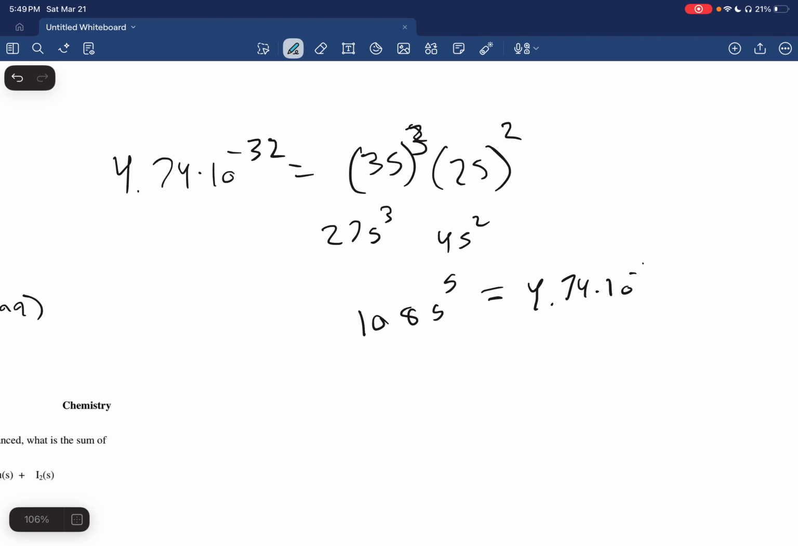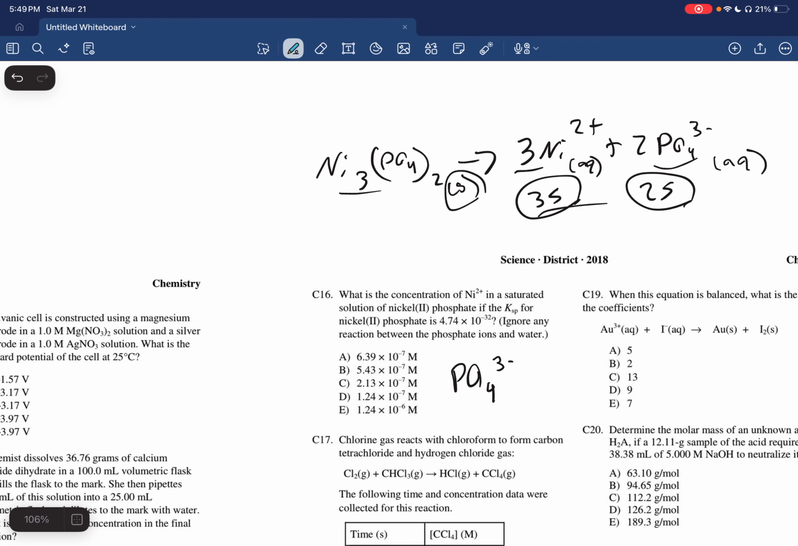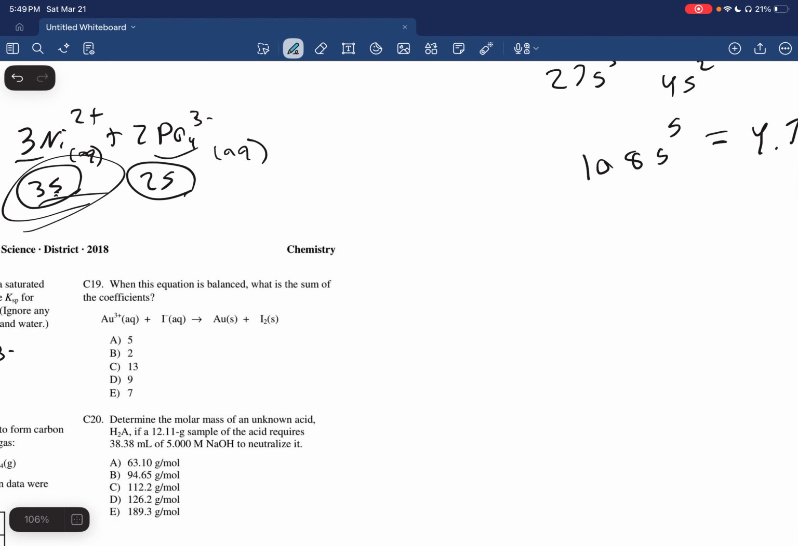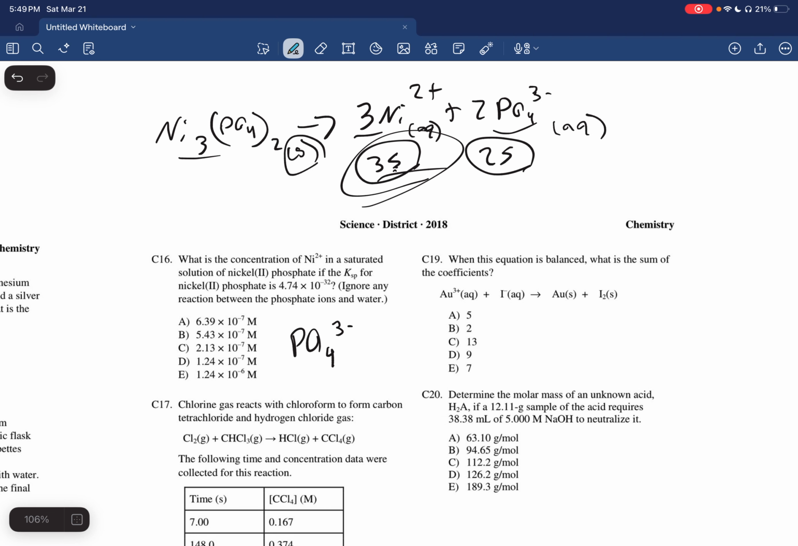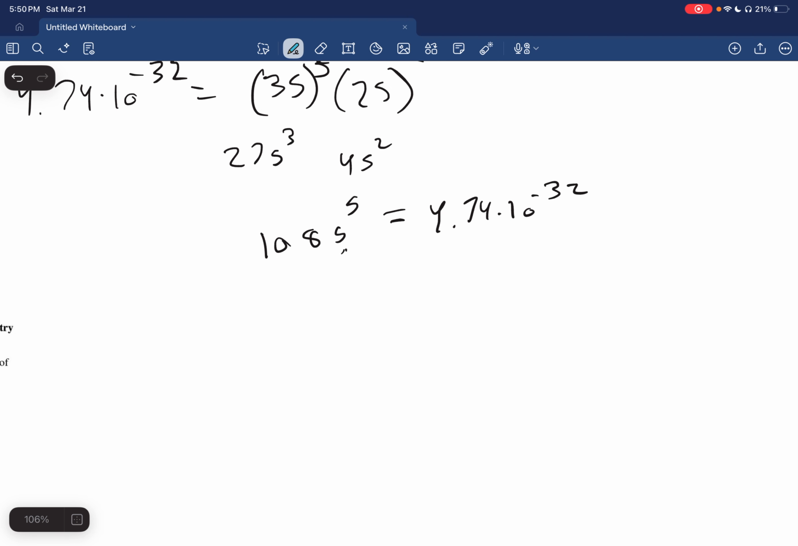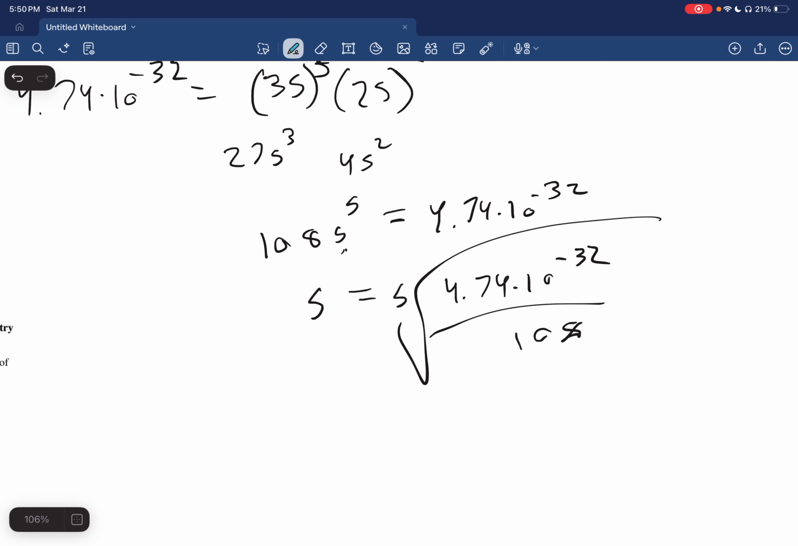Because we're solving for S so we can find our final concentration, because 3 times whatever this S is going to equal our concentration of nickel 2+. So now we just need to solve for S. S is going to equal the 5th root of 4.74 times 10 to the negative 32 divided by 108. It's just a little bit of algebra.